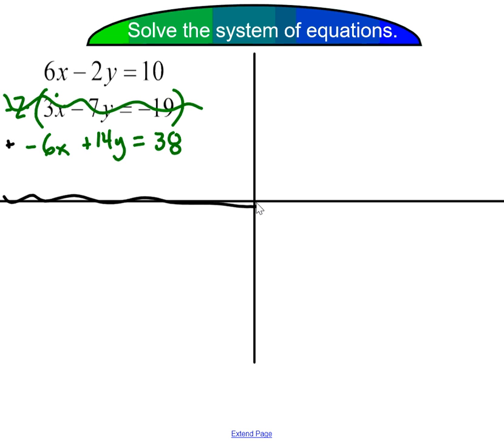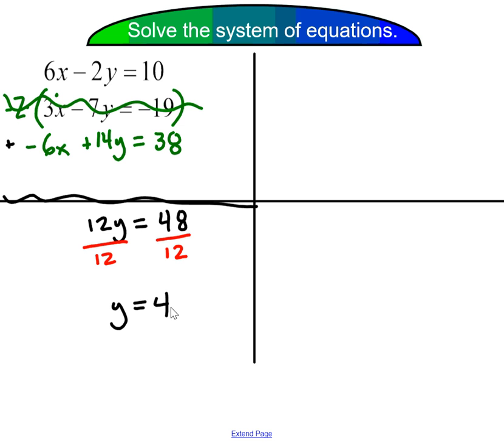So 6x plus negative 6x cancels out. Negative 2y plus 14y is going to be 12y. 10 plus 38 is 48. I'm going to divide both sides by 12, and I get y equals 4.